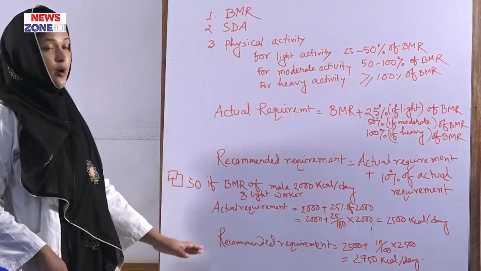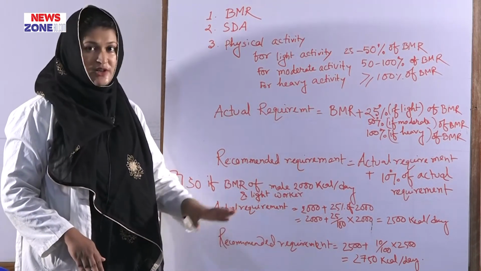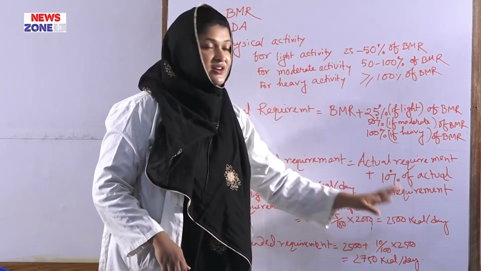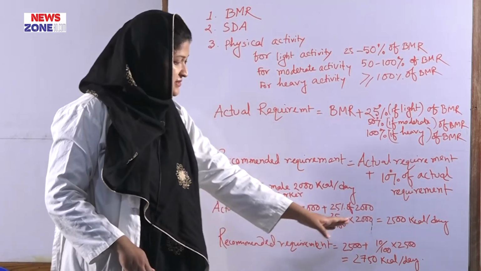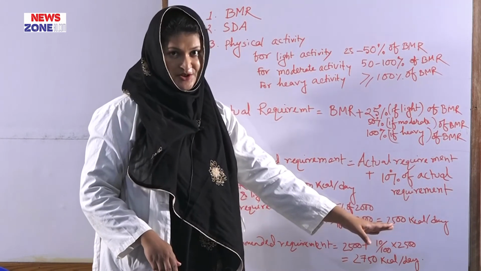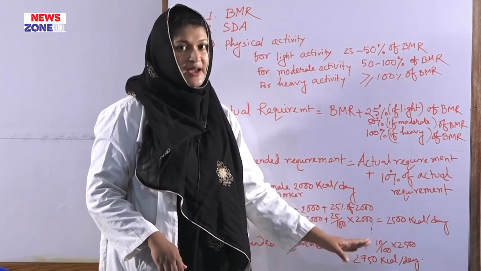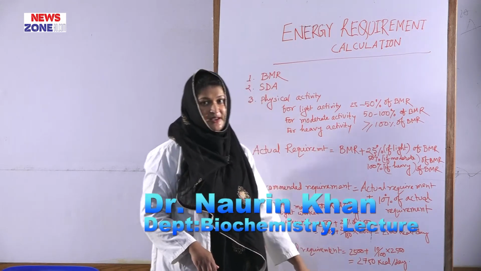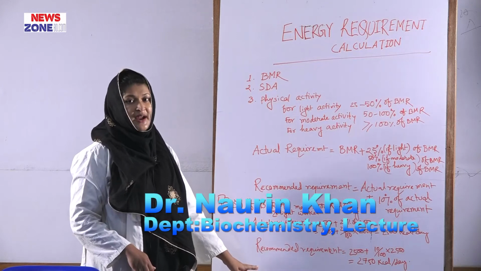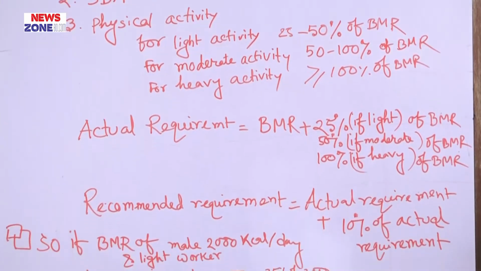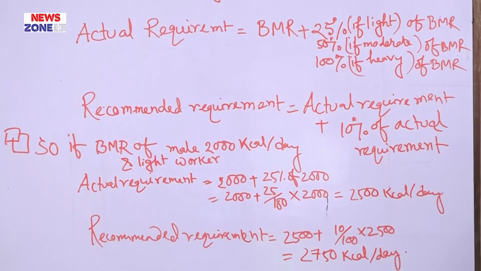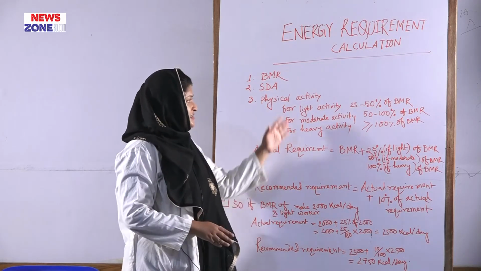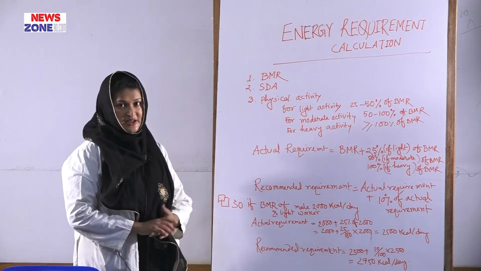And now come to the recommended requirement. Recommended requirement is the actual requirement plus 10% of actual requirement. So actual requirement was 2500 kilocalorie per day plus 10% of 2500 kilocalorie per day. 10% means 10 by 100. So total is 2750 kilocalorie per day. It is the recommended requirement of the adult male who is a light worker and whose BMR is 2000 kilocalorie per day. So this is all about energy requirement calculation.